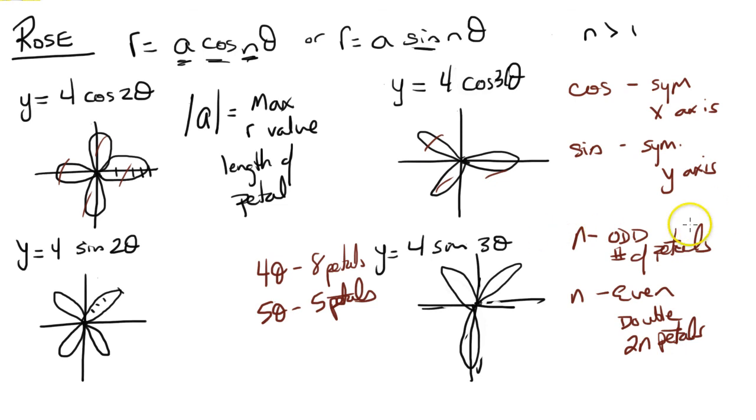So when we're looking at this thing, we got a couple of things. Okay, ready? The a value tells you how long or how big the petal is. The n value tells you how many petals. Odd, that's the number. Even, you double it. And cosine and sine tell you if it's symmetric with the x-axis or the y-axis.